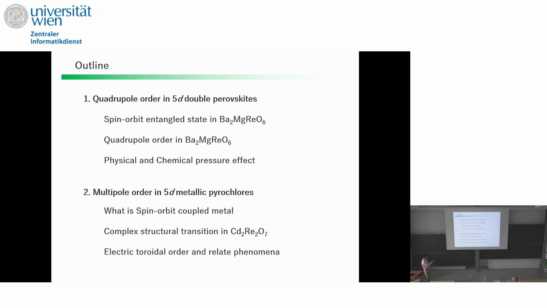Then on the next topic, I will talk about this special pyrochlore metallic oxide. This compound is really special and shows a very complex structural transition. And this crazy structural transition can be interpreted as multipolar order in an itinerant system.